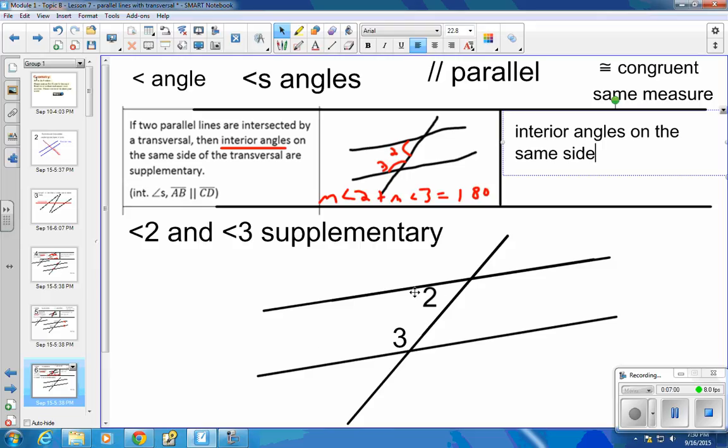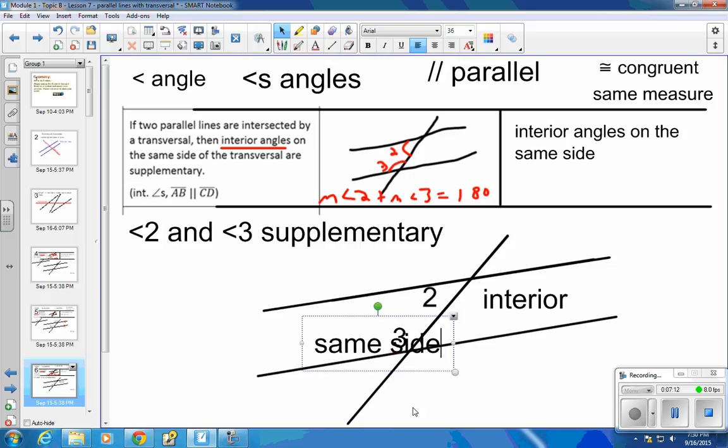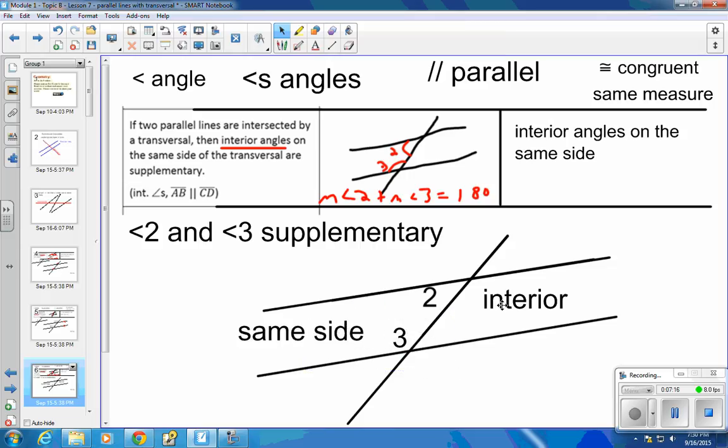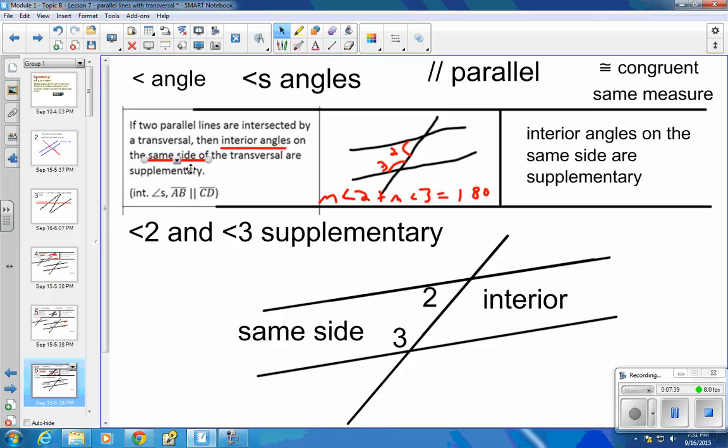So interior means interior of my parallel lines, and on the same side of my transversal. So 2 and 3 are on the same side and they're in the interior, they're between the parallel lines. So interior angles on the same side are supplementary. And that's what you put in that box right there in your notes. So that talks about our interior same side. Same side. Interior same side.